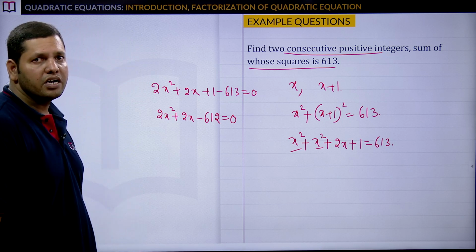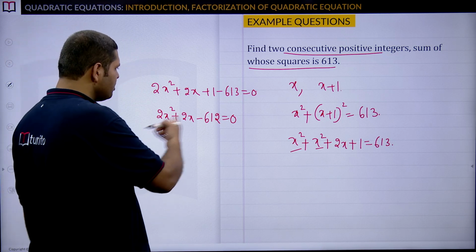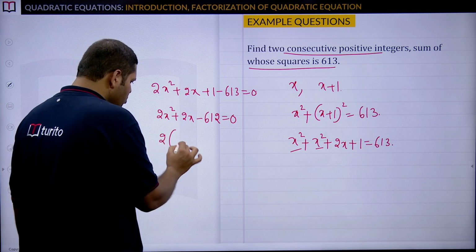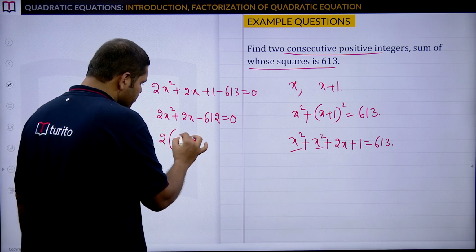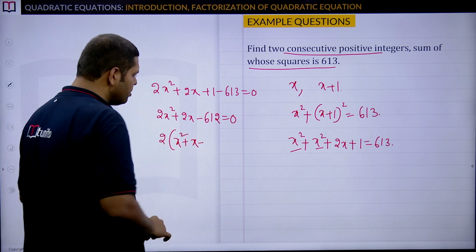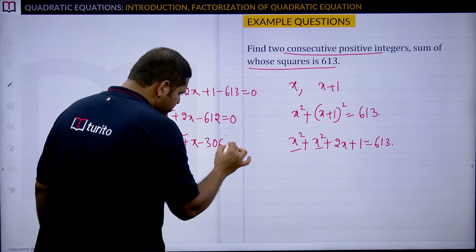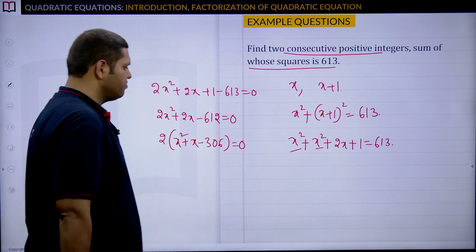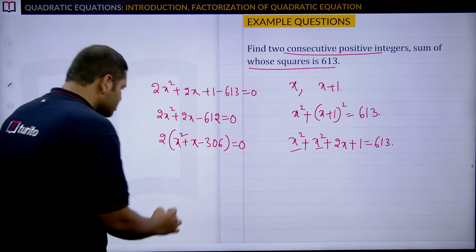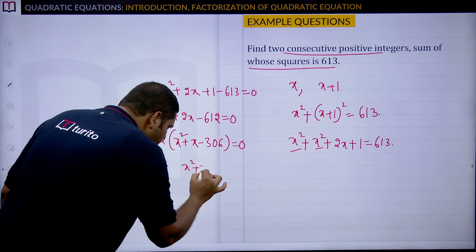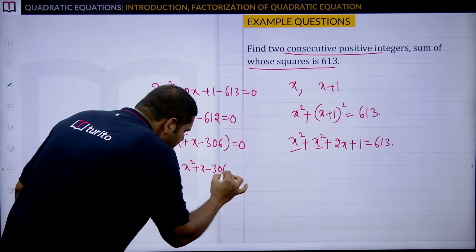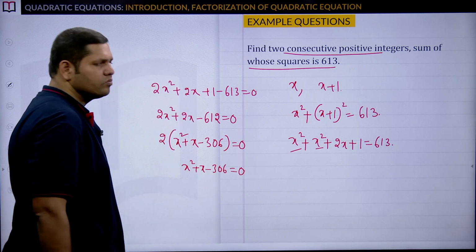Now, children, I am taking common again. What is the common here? I can take 2 common. If you take 2 common, this is x square plus x, and 2 threes are 6, 2 sixes are 12... so it is 306, equal to 0. So, this is x square plus x minus 306 equal to 0.